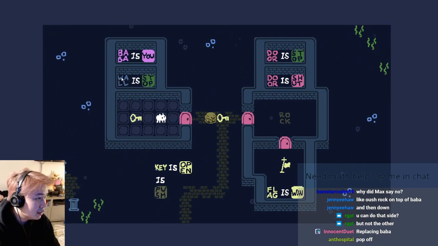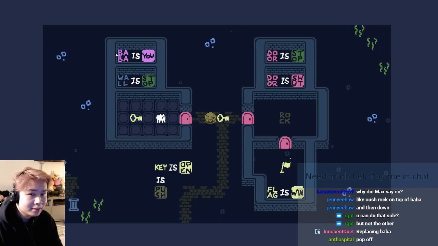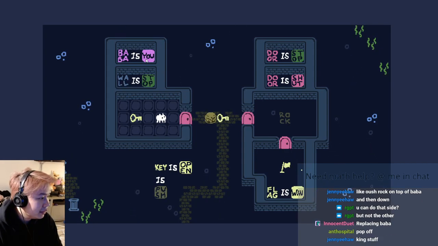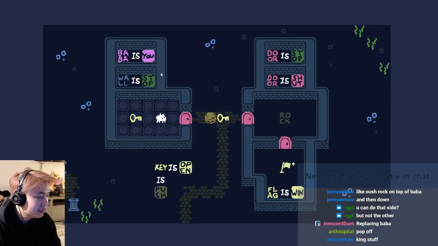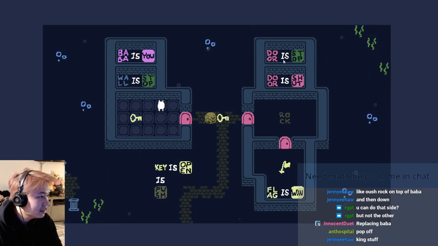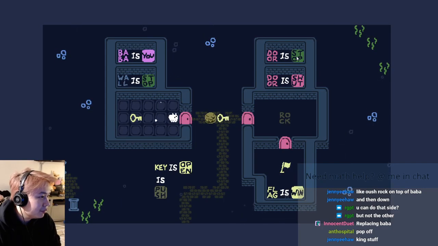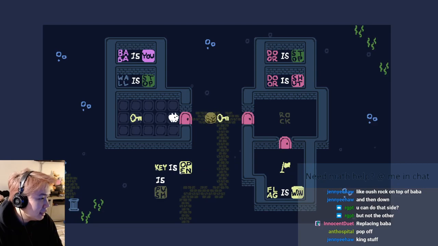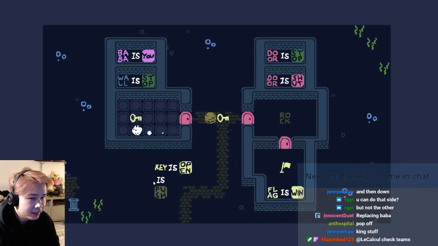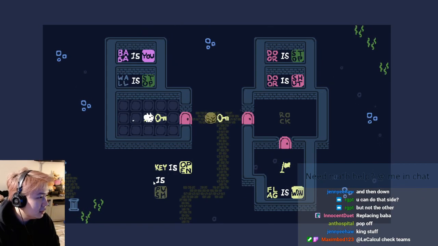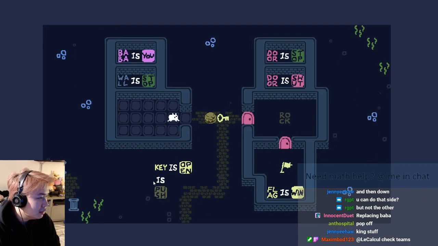Alright, let's take a look at what's happening. Baba is you. Wall is stop, so that means that I can't alter these sentences. The door is stop, and at the same time the door is shut. The flag is win, so I can't change the win condition this time. However, over here the key is open and I can push it. So I think what that means is that if I push the key to a shut door, it opens.